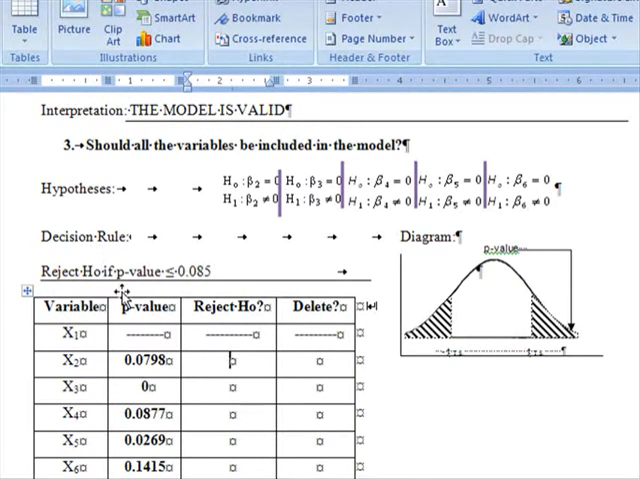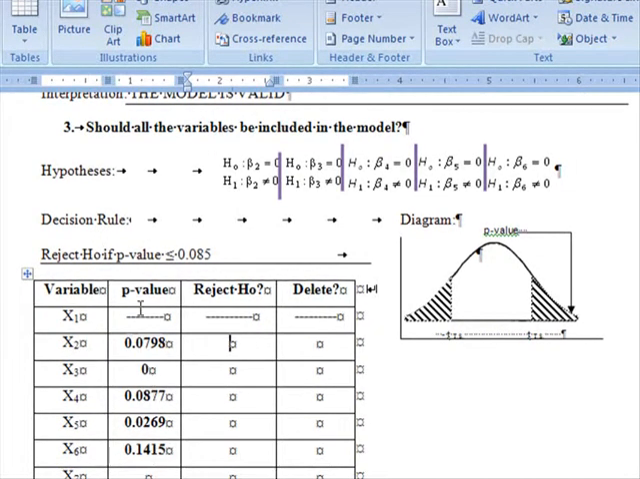And then we briefly use the decision rule in each of the cases. Reject H0 if the p-value is less than 0.085. Is this less than 0.085? Yes, so we reject. Is 0 less than 0.085? Yes. Is 0.877 less than 0.085? No. Is 0.02 less than 0.085? Yes. Is 0.14 less than 0.085? No. And then we apply.